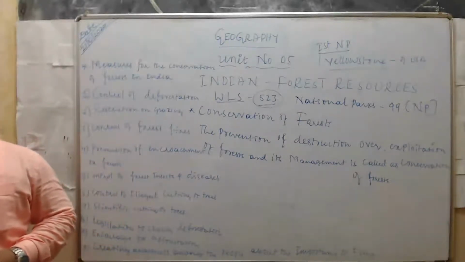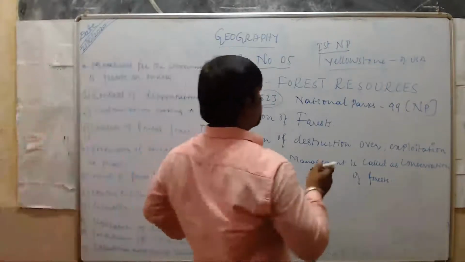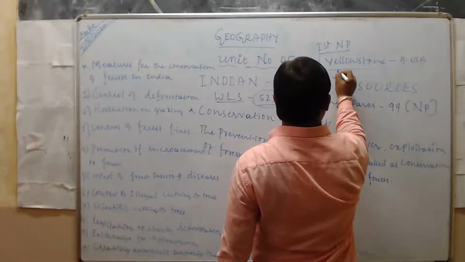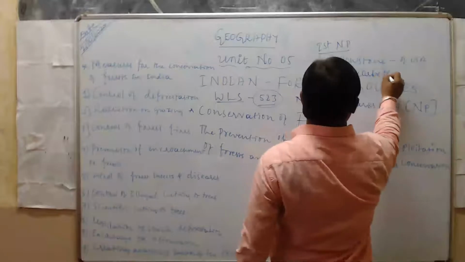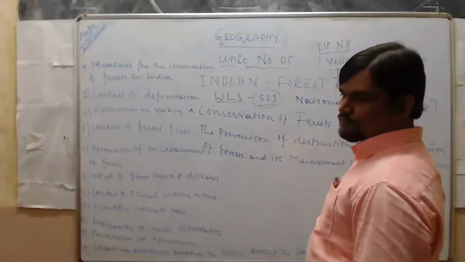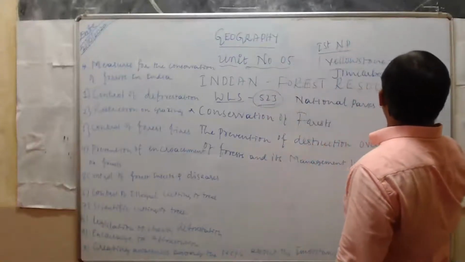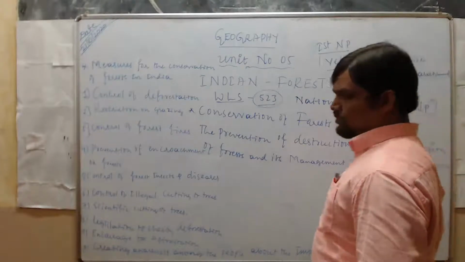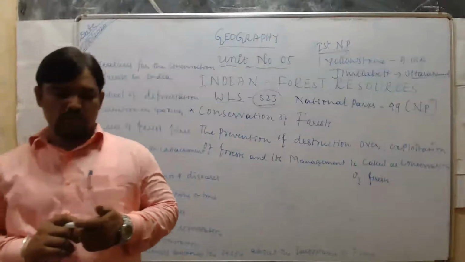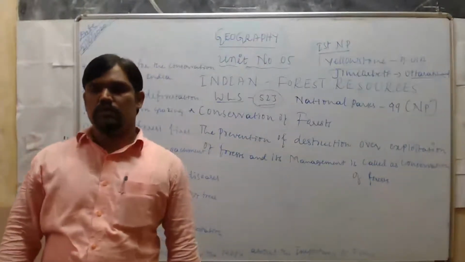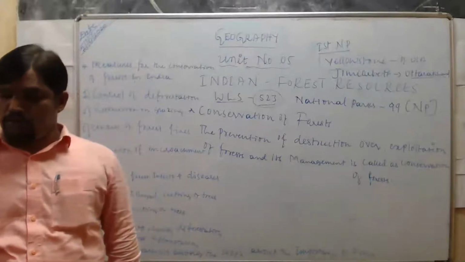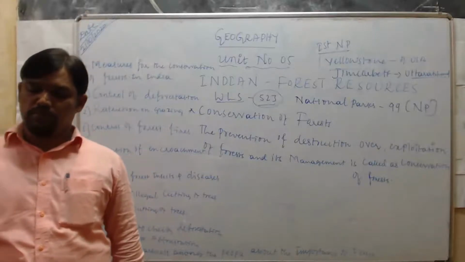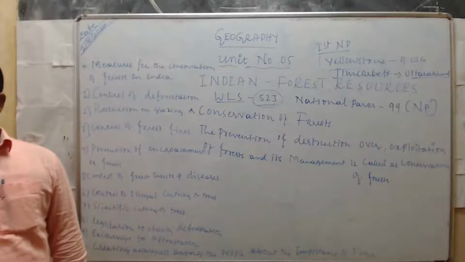Next, the first national park in India is Jim Corbett, Uttarakhand. Yellowstone is the world's first national park, but in India, the first national park is Jim Corbett. Jim Corbett National Park is in Uttarakhand. It was formed in 1936.